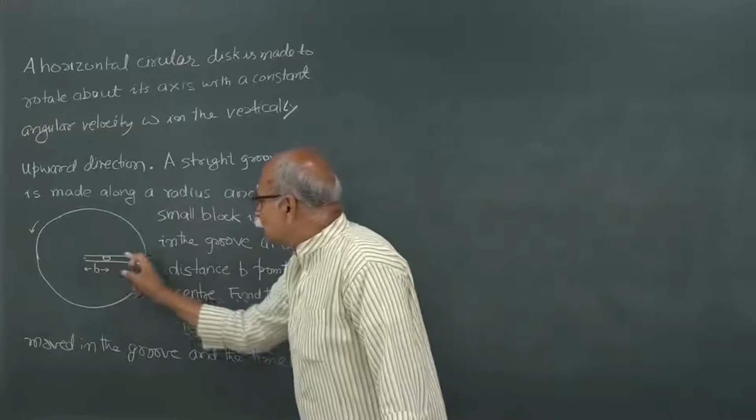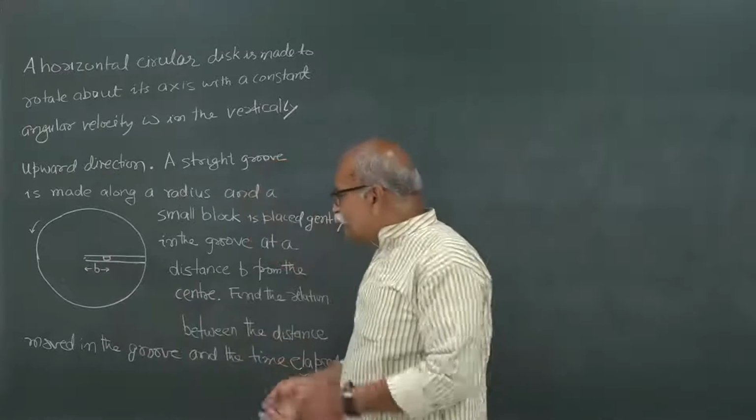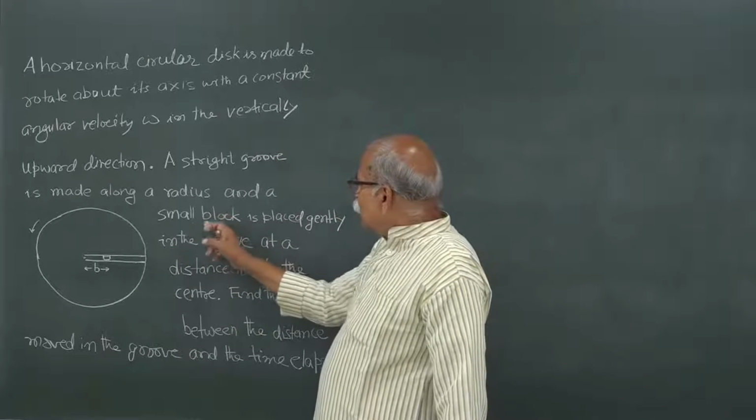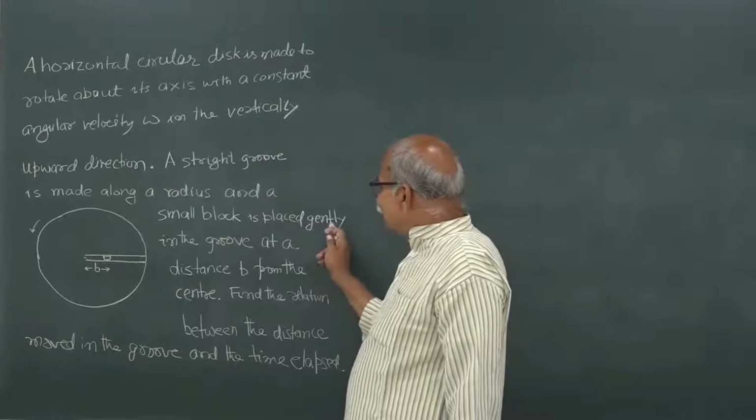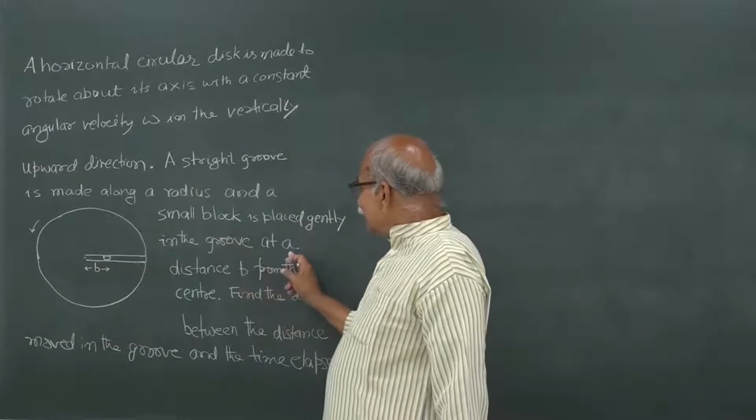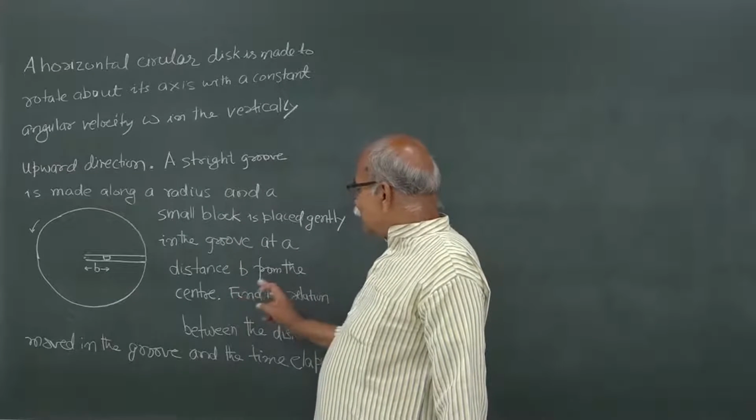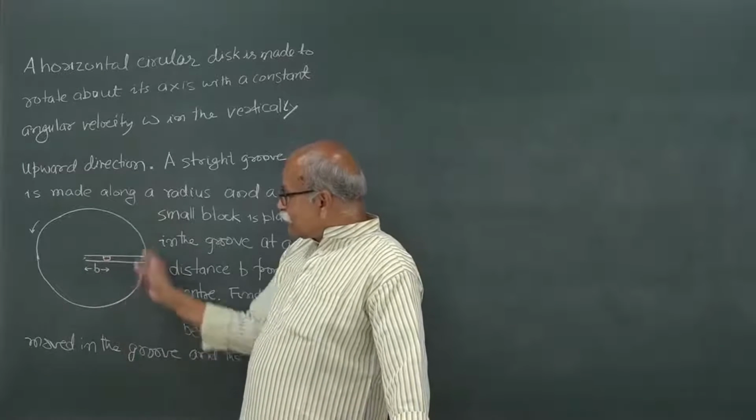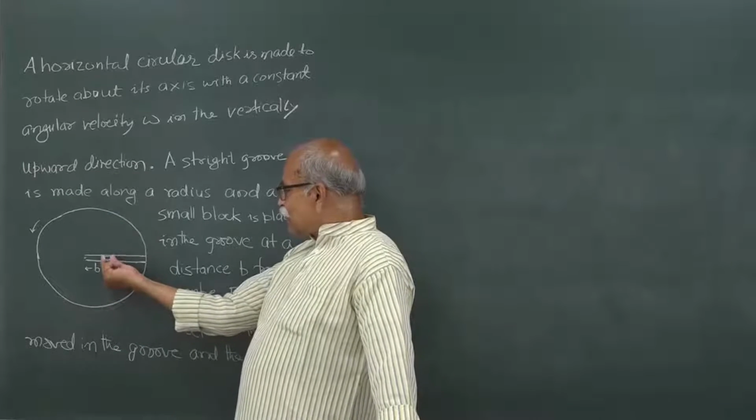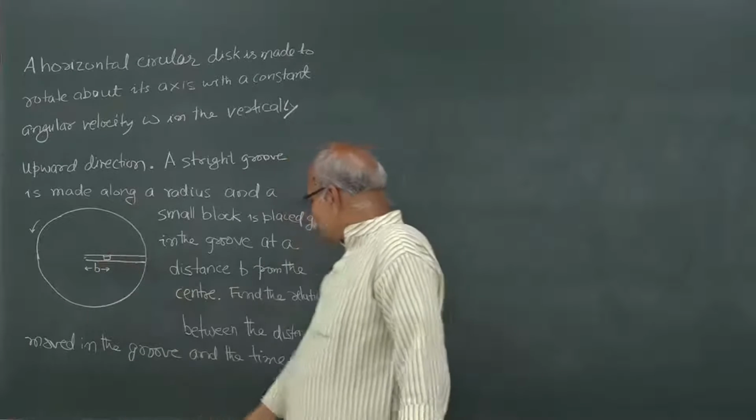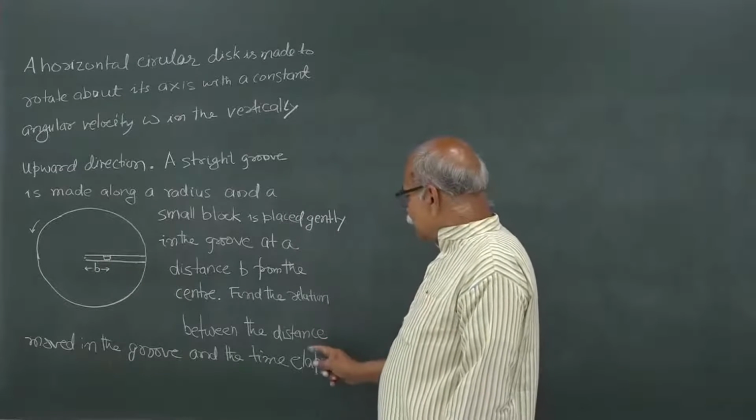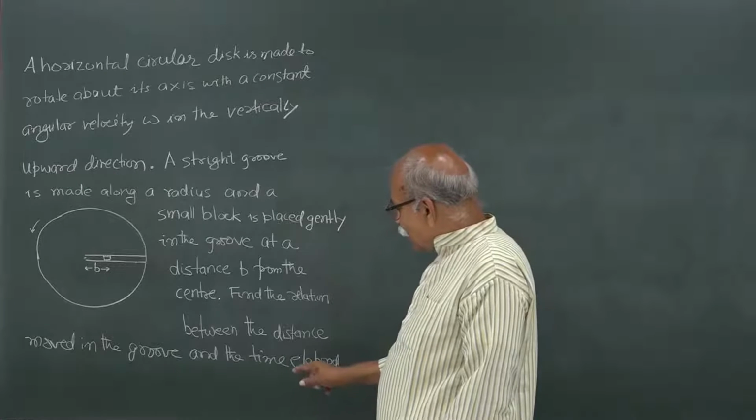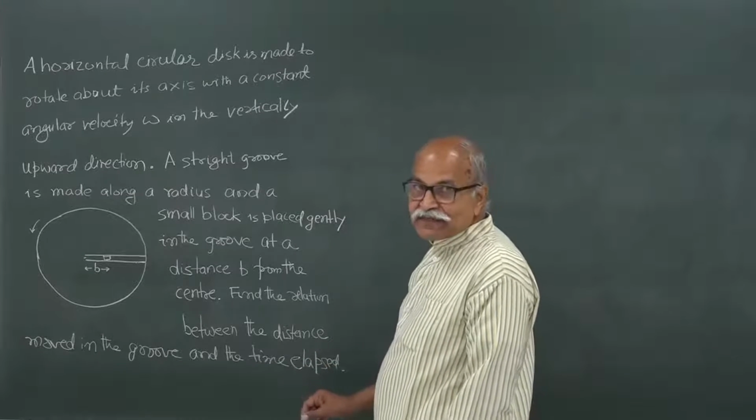This is a groove cut in this disc, and a small block is placed gently in the groove at a distance b from the center. So, at a distance b from the center of the rotating disc, remember, we gently place a small block here. Find the relation between the distance moved in the groove and the time elapsed. So, that is the question.